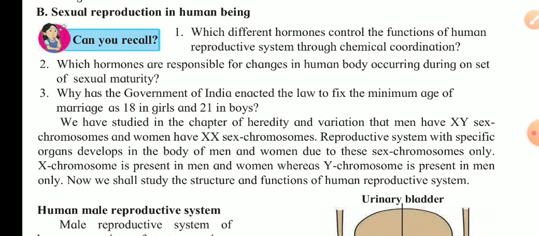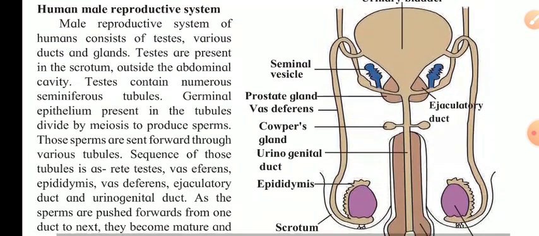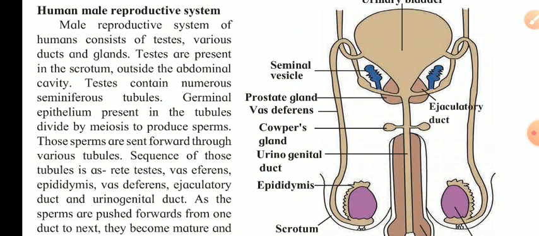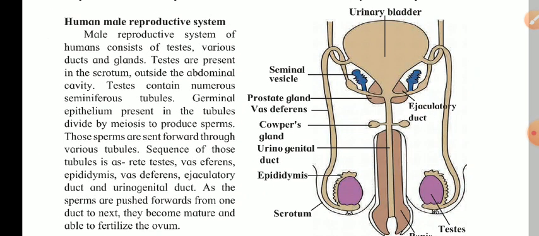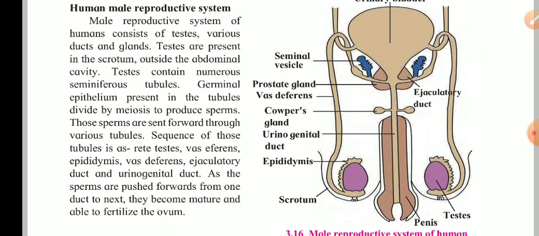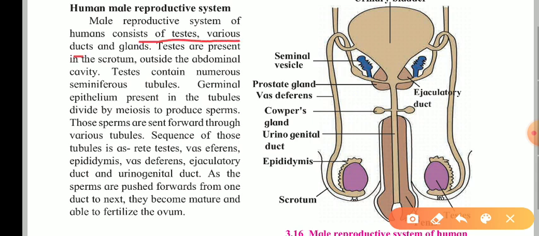When we talk about the reproductive system in the male, in the side picture you can see the complete male reproductive system is shown. First we will see the theoretical part of what they have given. It consists of a testis, various ducts and glands. Testes are present outside the body in a scrotum, outside the abdominal cavity.